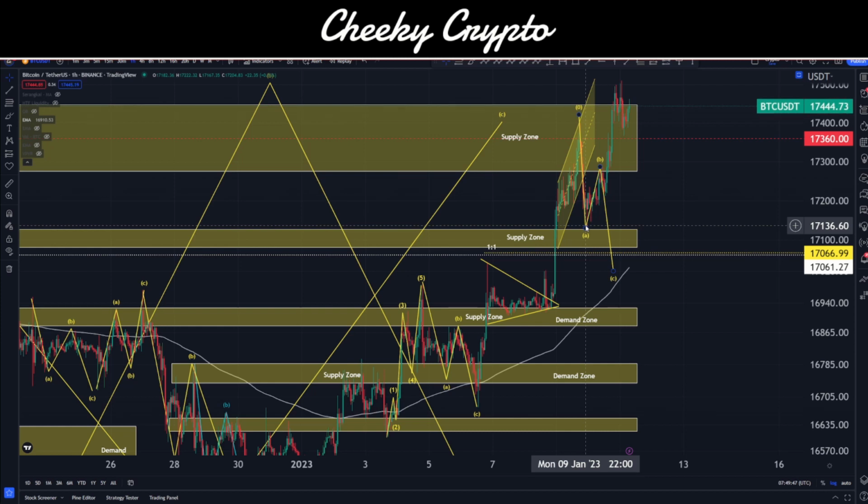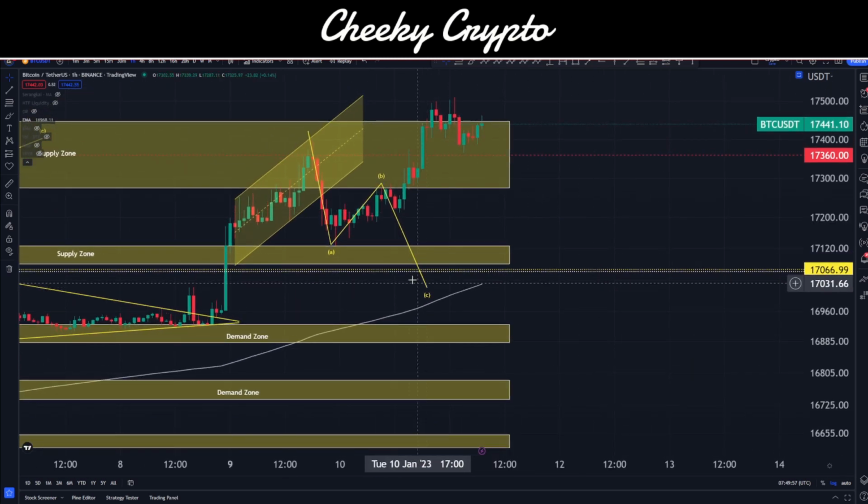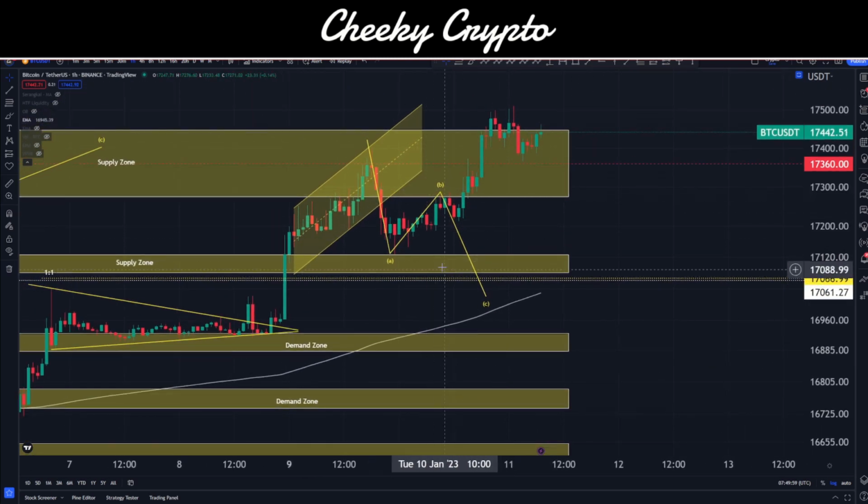Okay, let's jump on down into this then. So Bitcoin paired up with USDT here on the hourly chart, and Binance is the data source. From yesterday, my expectations were that we actually came down a little bit lower. I was wrong here, so I apologize for that.